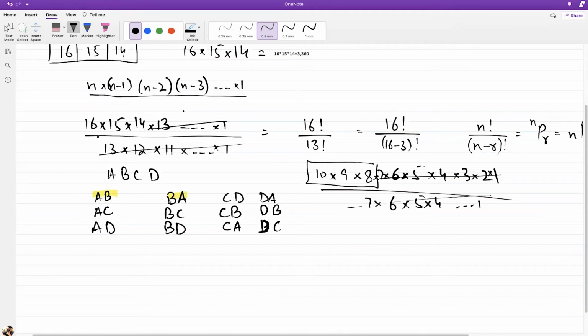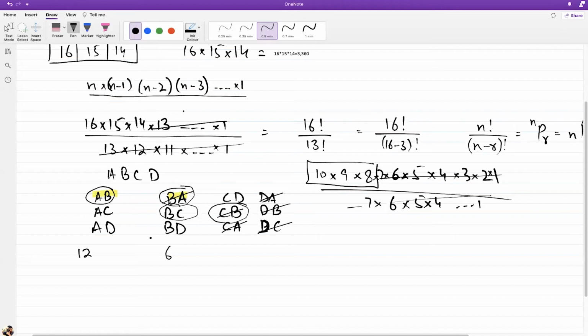But the moment I say that order doesn't matter, let's see how many we have. AB is the same as BA, and AD is the same as DA. Similarly, BC is the same as CB, BD is the same as DB, and CD is the same as DC. So how many things do I have left? 1, 2, 3, 4, 5, 6. I'm left with 6. Earlier on, I had 12. But now, because I said that the order doesn't matter, I have repetitions here, and these repetitions are what reduce my number of options, right?